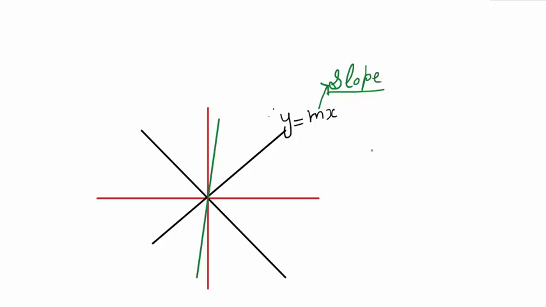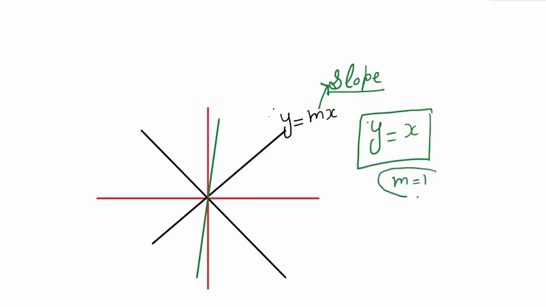So how will we draw the line y equals x? Means the slope is 1. Here m is 1. For m equal to 1, the line will be at equal distance from the x-axis and y-axis. Means the points will be (0, 0), then (1, 1), (2, 2), (3, 3), (4, 4), (5, 5). All these points lie on the line whose equation is y equals x.